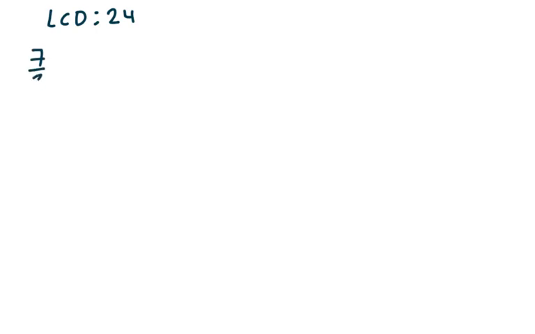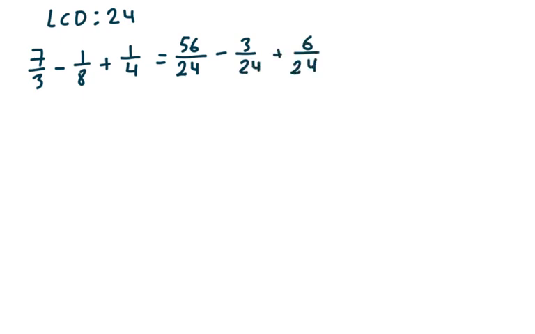So we get 7/3 minus 1/8 plus 1/4. And so I'm going to put a 24 here. And up top, we get 56 minus 3 over 24 plus 6 over 24. And so L is going to be 59 divided by 24 when we're all done. And that's number 13.